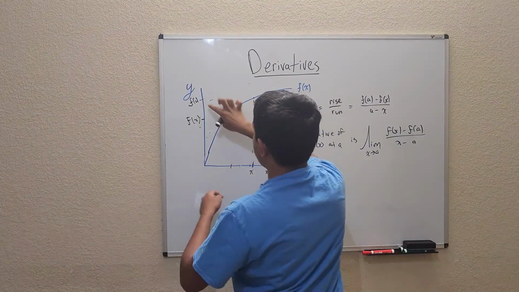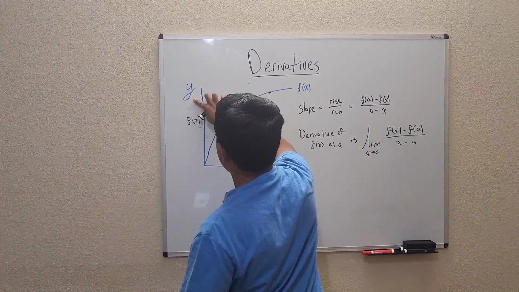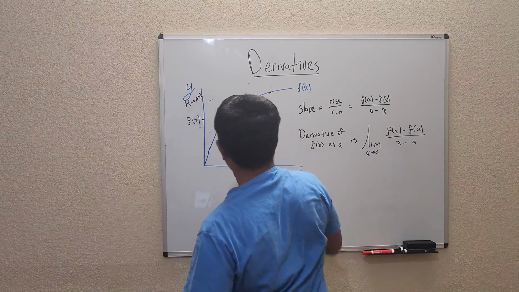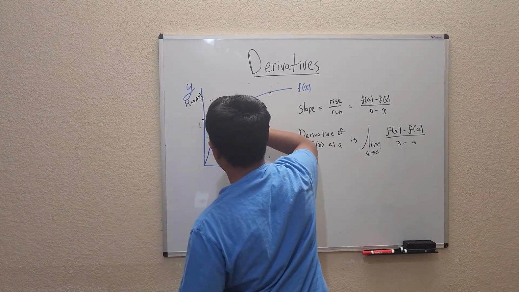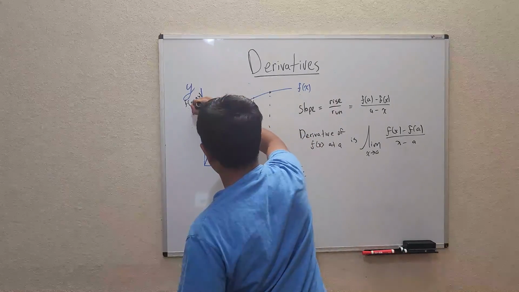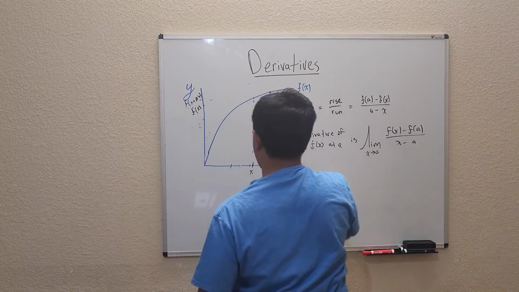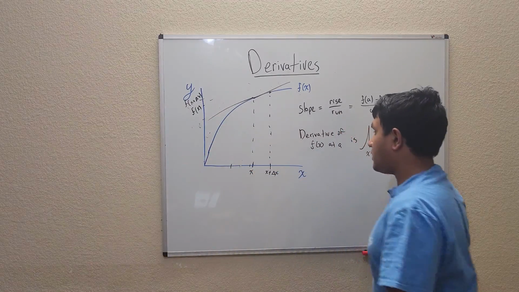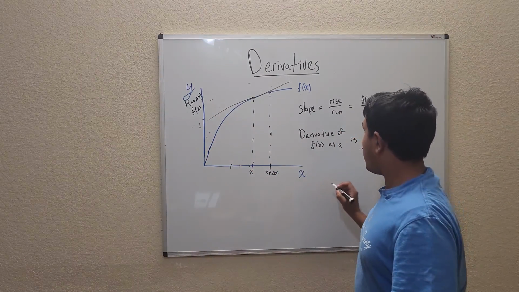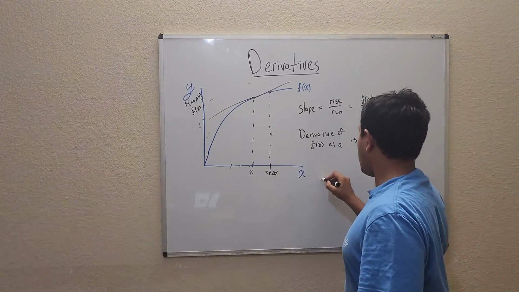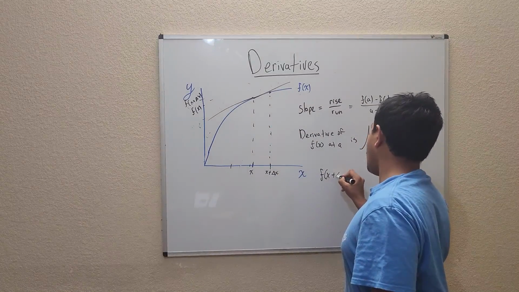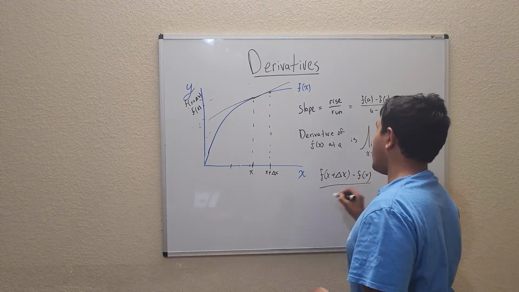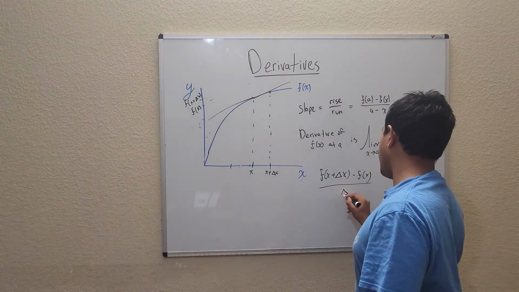So we have this is not f of a anymore, but that is f of x plus delta x, and now we have this point to be equal to f of x. So this is now that new line. And if we want to find the slope of that line, it is equal to f of x plus delta x minus f of x over x plus delta x minus x, or just delta x.